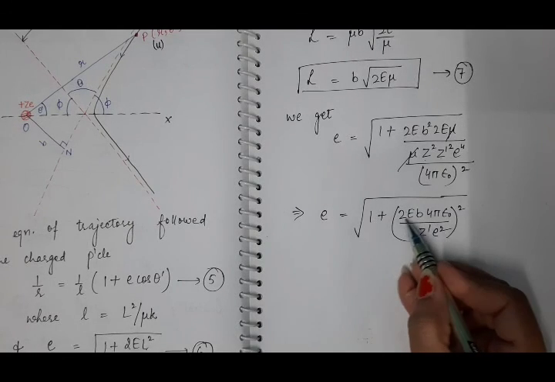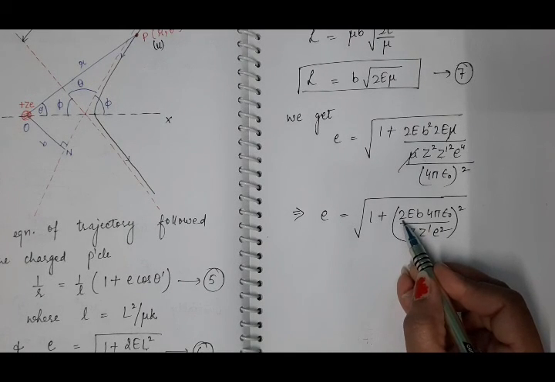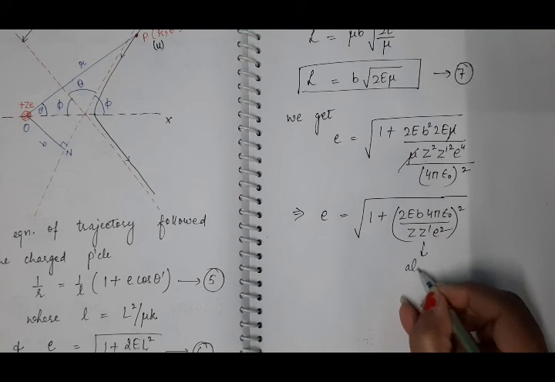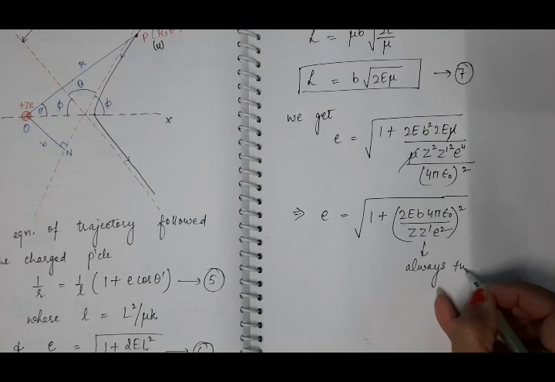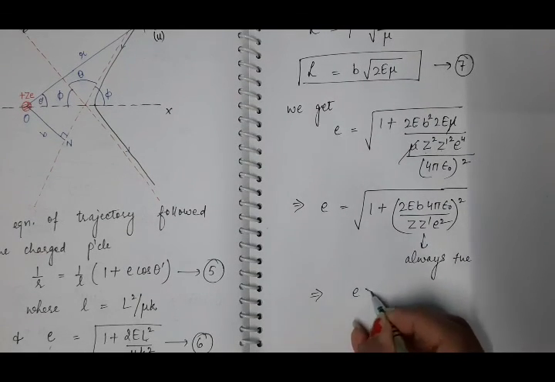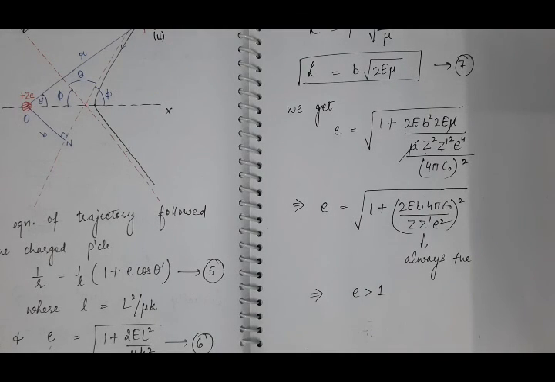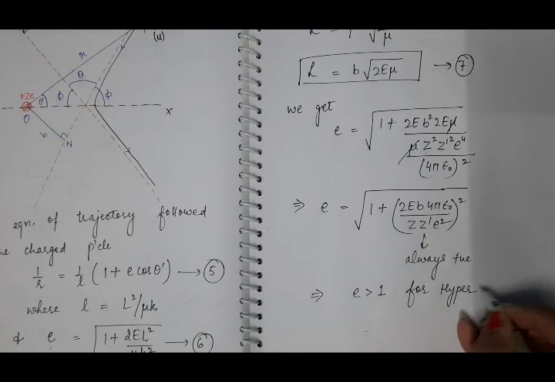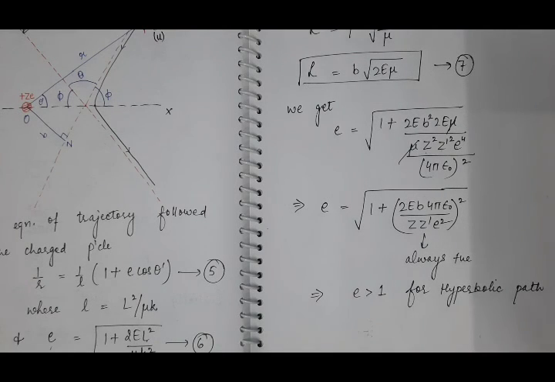So you can write this 4 into 2 as 8. Now this is a square. If this is a square, this will always be positive. And if this is always positive, this implies our eccentricity will always be greater than 1. So the eccentricity of the path followed by the particle will always be greater than 1, and eccentricity is greater than 1 for a hyperbolic path. So this proved that the particle will always follow the hyperbolic trajectory.